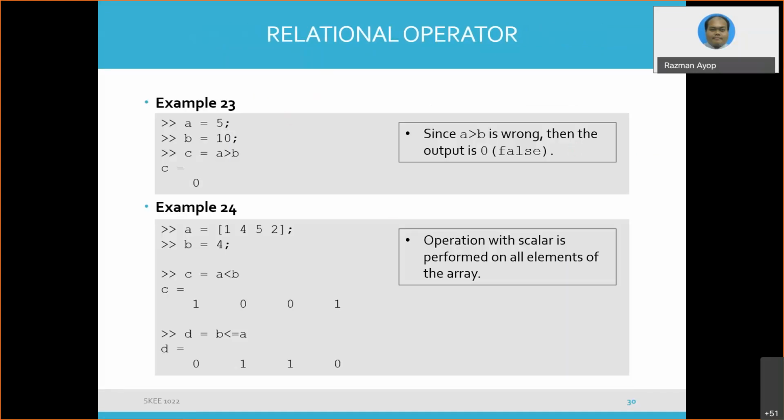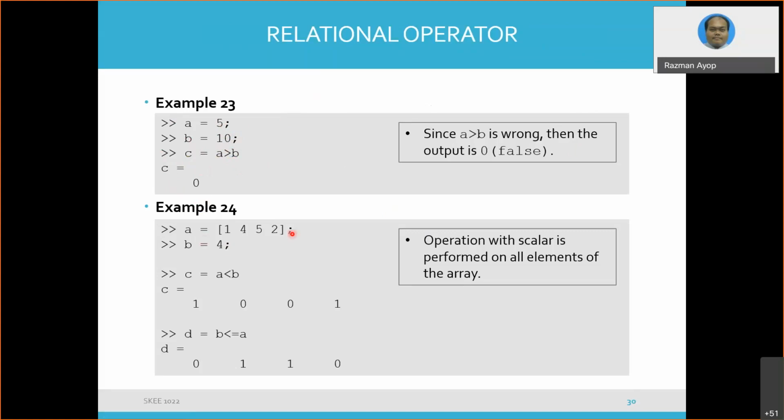Okay, we start with the relational operation. You have A is equal to 5, B equals to 10. A is more than B. So A, which is 5, is more than B. This is not a true relationship, so it will become false. False means 0. Okay, you can try this. This is the easy one.